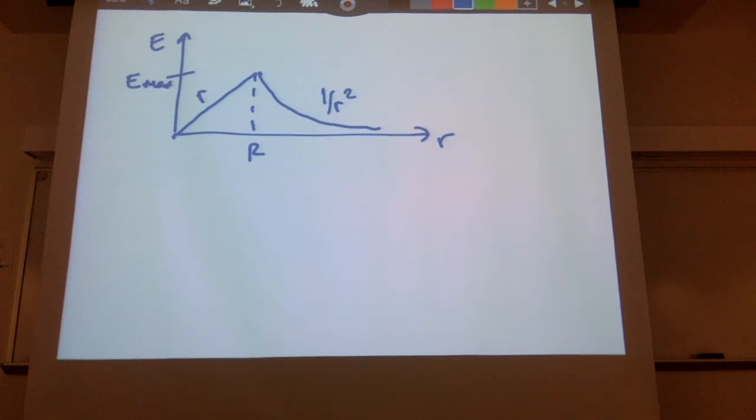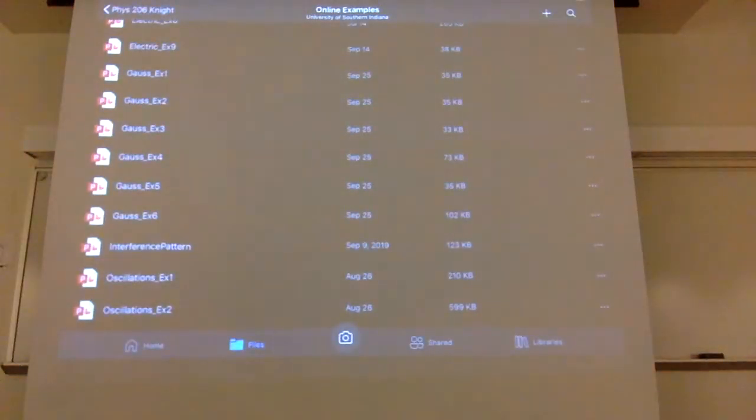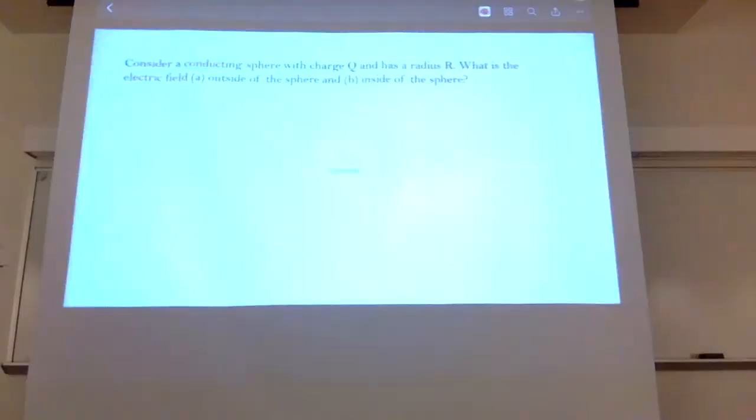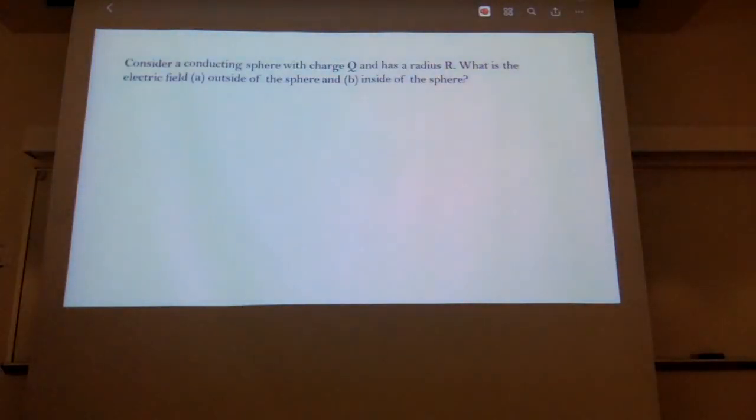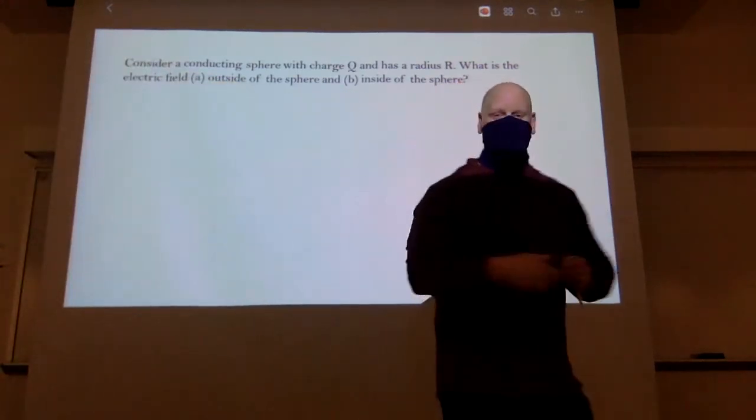Let's do another one. The next one says, we now have a conducting sphere which has a charge Q and a radius of R. What is the electric field inside and outside of the sphere? Same question, I'm just changing the type of material. So instead of having the charge uniformly distributed, this thing is now a conductor.